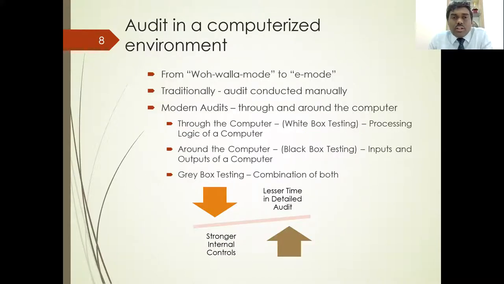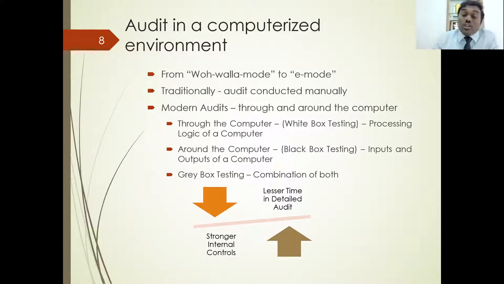And when you try to look into a computerized environment, you need to move from the traditional OWALA approach to the EWALA approach. Here E means electronic. Traditionally audit was conducted manually, but today it is all run through systems. Here, an important examination question: it is done through three methods: auditing through the computer, auditing around the computer, and gray box testing. White box, gray box, and black box. White box is what is called auditing through the computer.